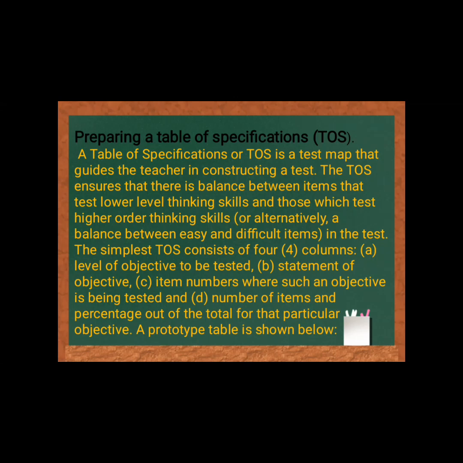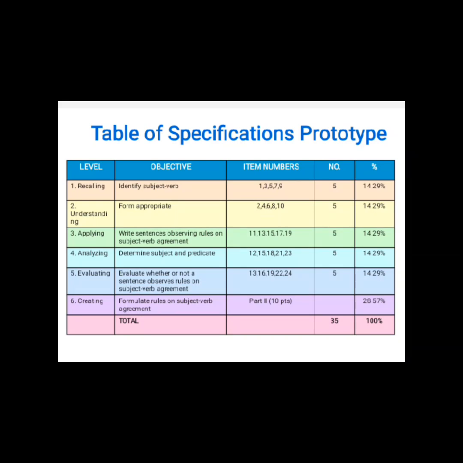So di ba class, from understanding or remembering, mao na siya ang lower, and then ang creating kay mao na siya ang higher order thinking skill. So dapat sa pagbuhat nimo og quiz, class, makita na diha ang naa sa Bloom's taxonomy ang mga levels or elements sa Bloom's taxonomy. So atong makita class sa next slide ang unsaon pagbuhat og TOS. So this is the table of specification prototype, class, that is based on the elements or levels of Bloom's taxonomy.